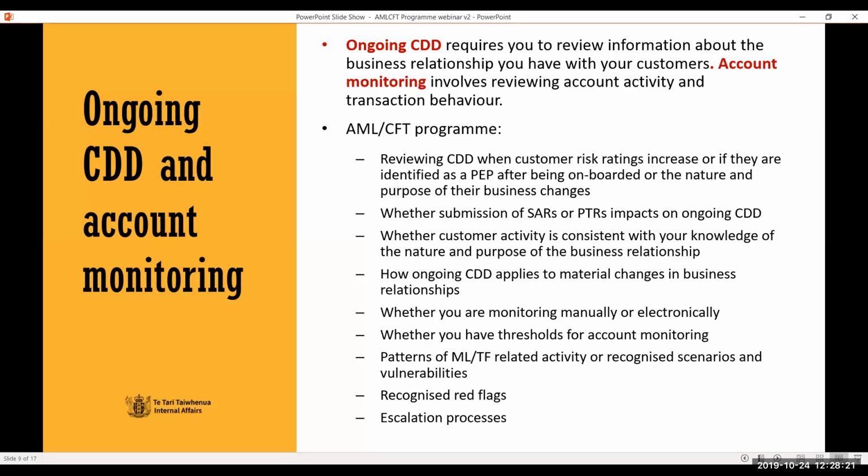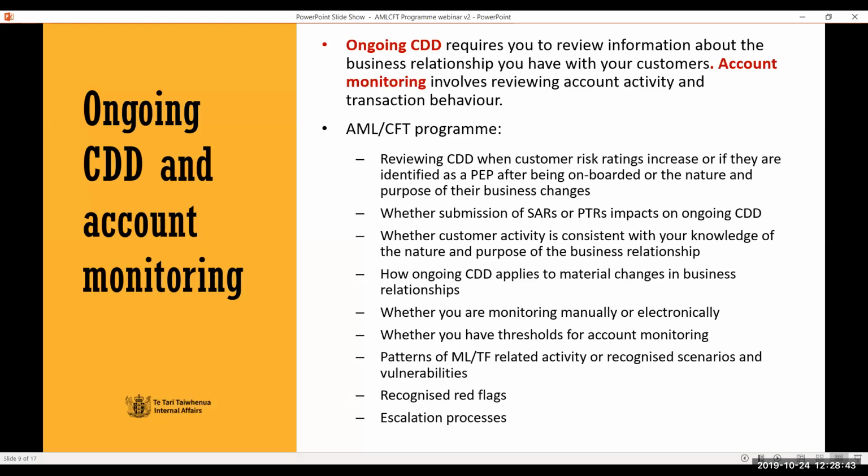Ongoing CDD and account monitoring. Ongoing CDD requires you to review information about the business relationship you have with your customers. Account monitoring involves reviewing account activity and transaction behaviour. Ongoing CDD is required by the Act as part of your broader CDD obligations. How this is carried out should be covered in your program.